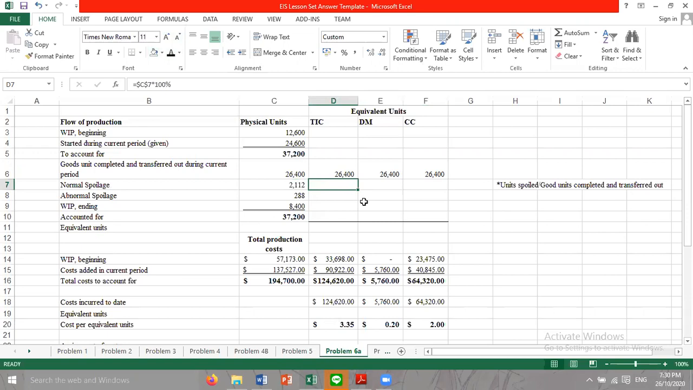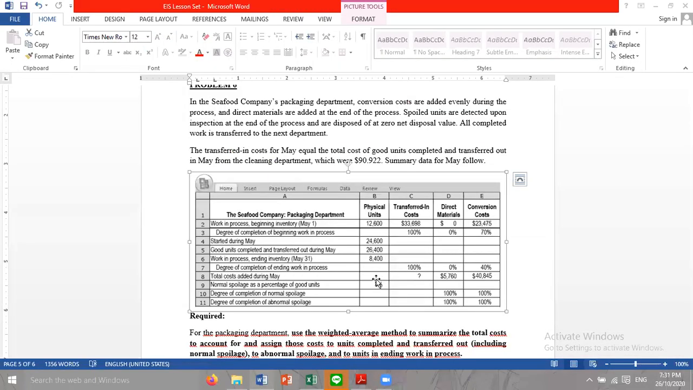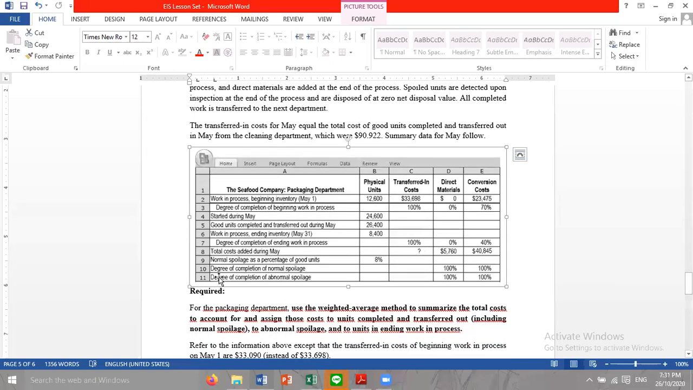Now, when calculating equivalent units in normal spoilage or abnormal spoilage, we need to know the inspection point. So what exactly is the inspection point? It's the point in the production process at which we check for spoilage. In this case, the question provides the degree of completion already. Degree of completion of normal spoilage, 100%. Degree of completion of abnormal spoilage, 100%, for both direct materials and conversion costs. So we know that all their degrees of completion are 100%.